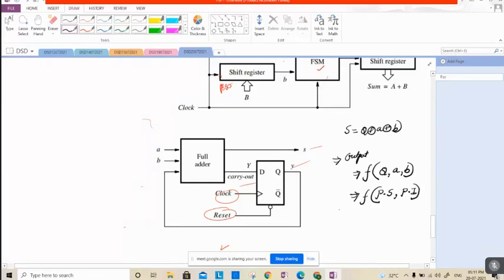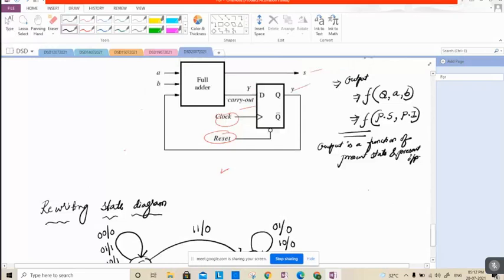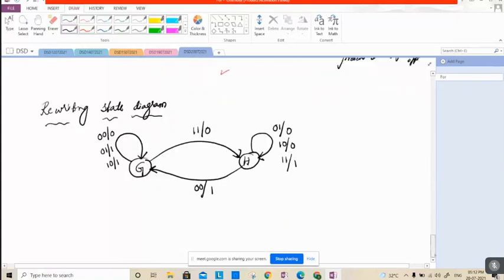So this is our conclusion. I want you to remember this for the time being. Output is a function of present state and present input. Is this particular terminology clear? Any doubts? Output is a function of present state and present input. Okay, perfect.